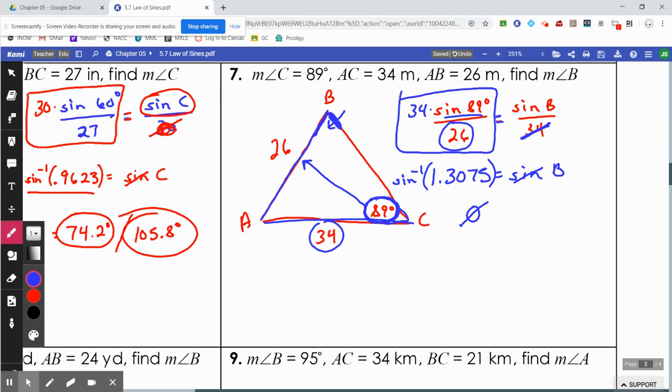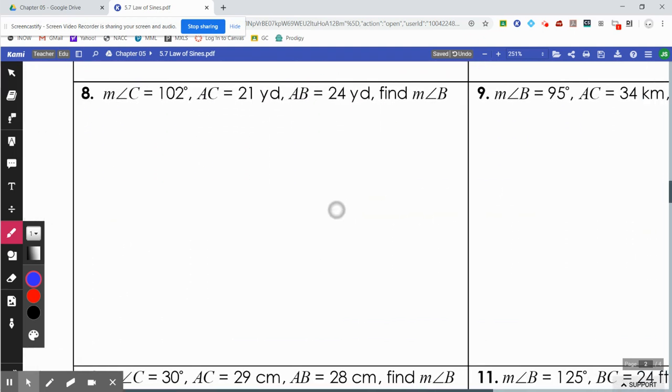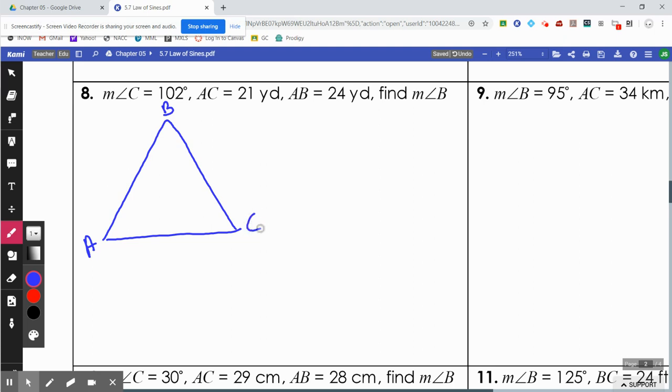Well, there's an issue there. If this has to be like 96, let's say, well, 96 and 89 is already way bigger than 180. You can't have two angles in a triangle that add up to over 180 because the three angles have to add up to 180. All right, let's try another one. Number 8, let's draw triangle ABC. A, B, and C. C is a 102-degree angle. AB is 24 yards, and AC is 21 yards.